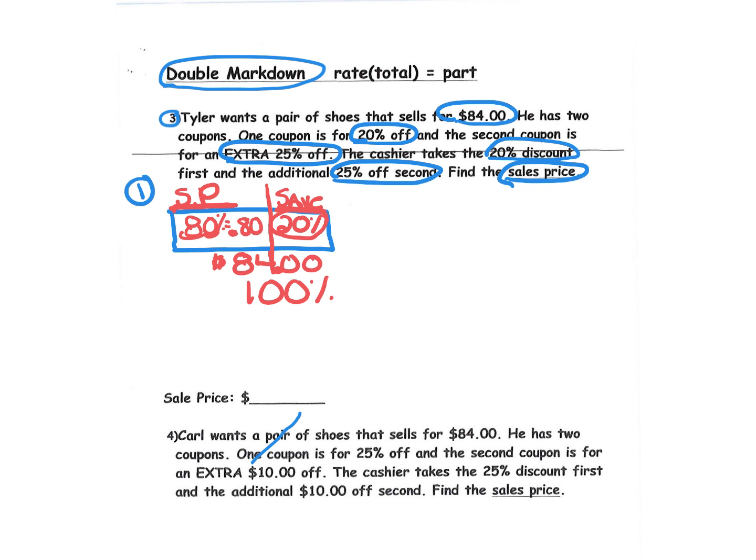Let's find out the cost of our item after we apply the first 20% off coupon. Make sure you have your tape diagram. Pause the video if you need to.